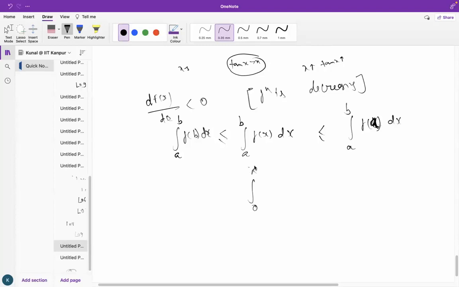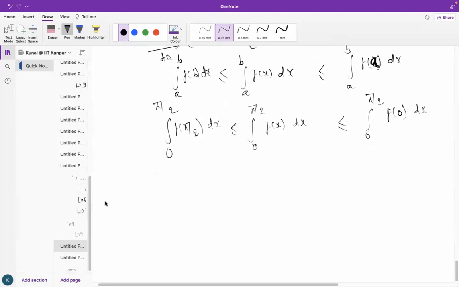So our a value is 0, b value is pi by 2. So the integral from 0 to pi by 2 of f of x dx, and put the value of whatever it is, f of 0 dx, and f of pi by 2 dx, from 0 to pi by 2. Now, look here. We have to find f of 0 and f of pi by 2. What is our f of x given? Our f of x given is sin x by x. So there we have to substitute 0 here. We have to take the limit because it is 0 by 0 form. So sin x by x, and its value is nothing but 1.